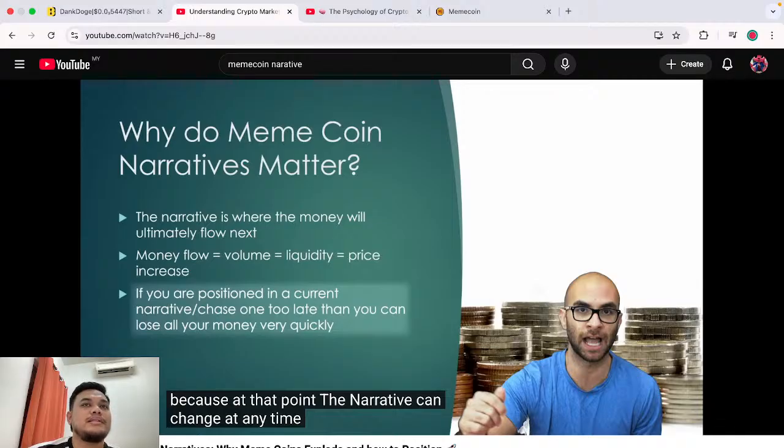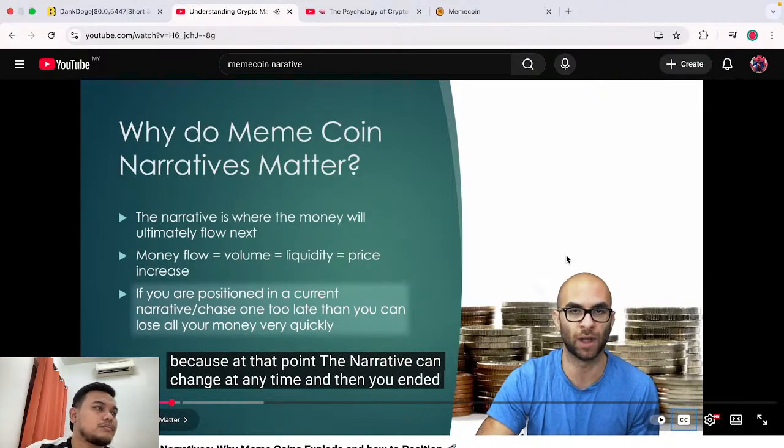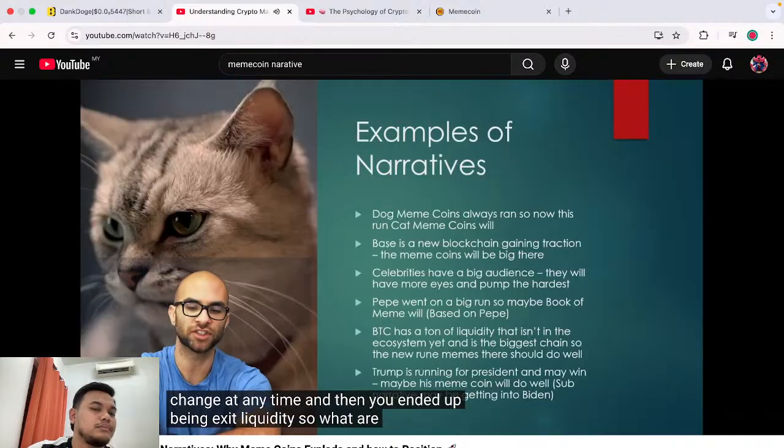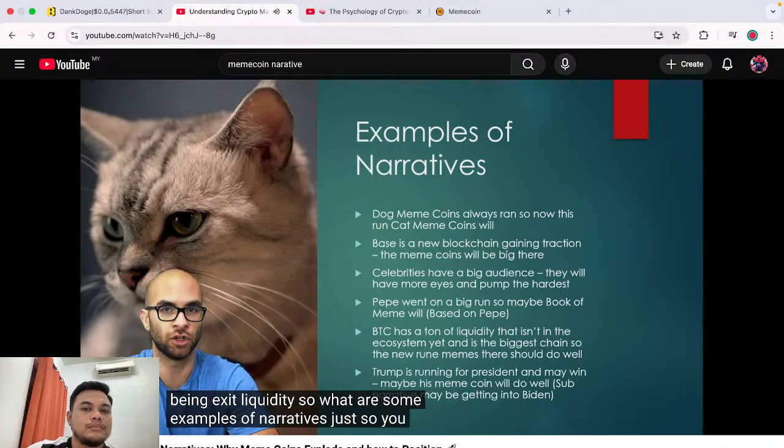Understanding this helps you predict which coin might pump next, because you are analyzing the ecosystem itself, not just the price. Otherwise, you end up being exit liquidity. So what are some examples of narratives, just so you can get it in your mind?